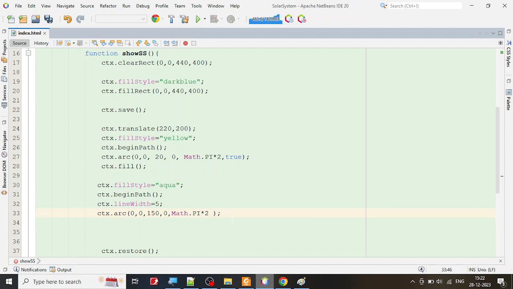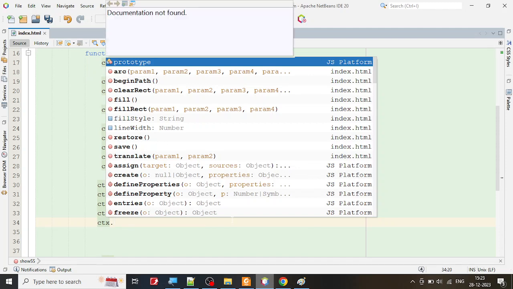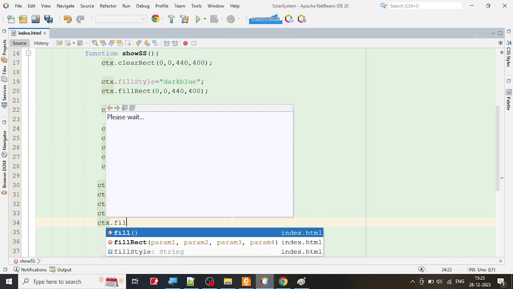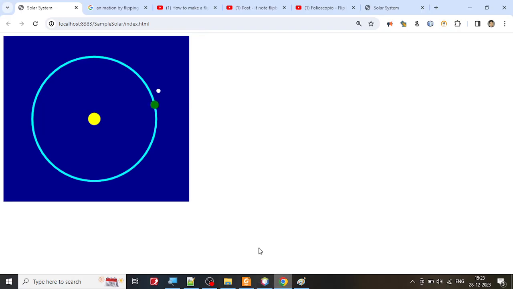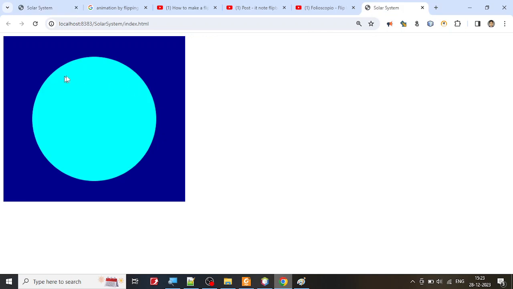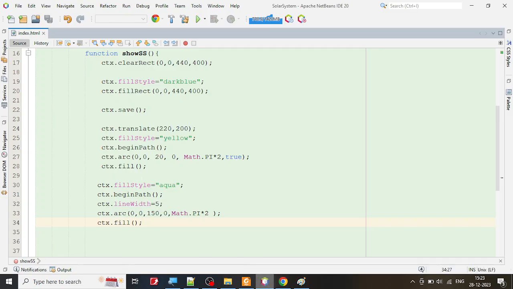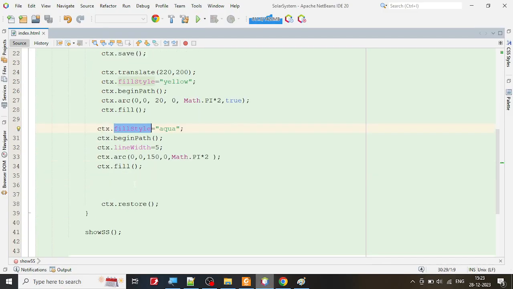Now I made one mistake, but I'm going to say ctx.fill just to show you what's going to happen, and then I'll tell you what mistake I made. Notice that this whole thing is in aqua. Why? Because I have filled it. I was not supposed to fill that. If you fill this, the sun is also filled with that color. So I'm supposed to change this. Don't fill it.